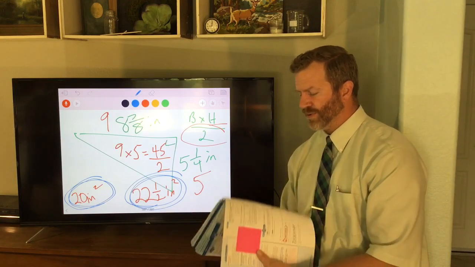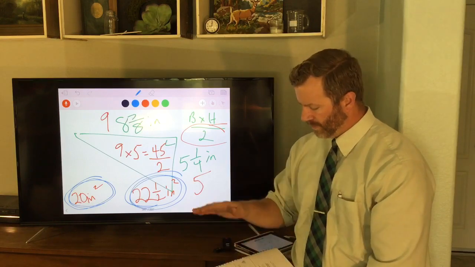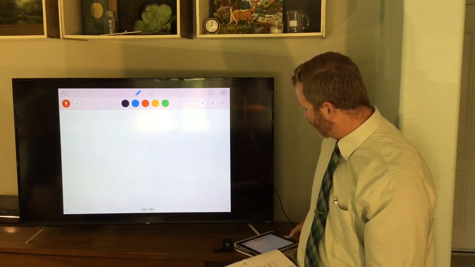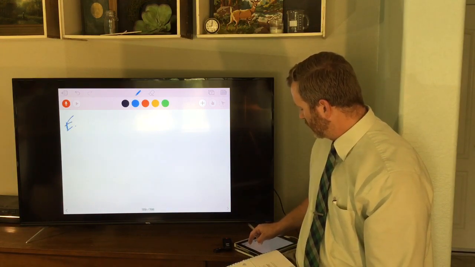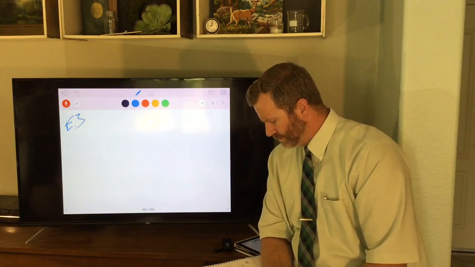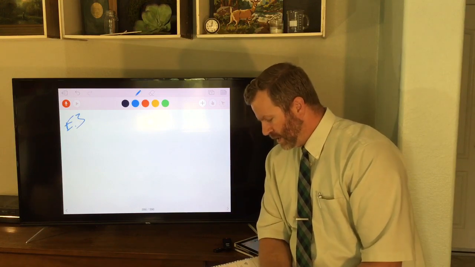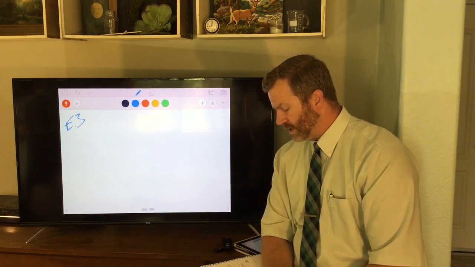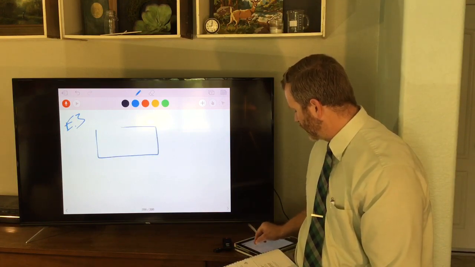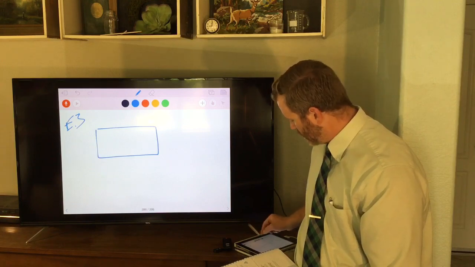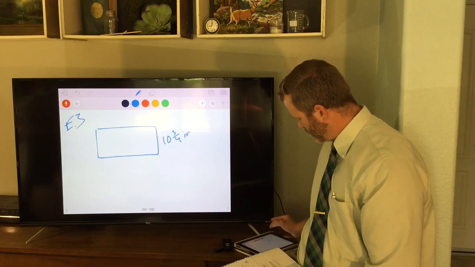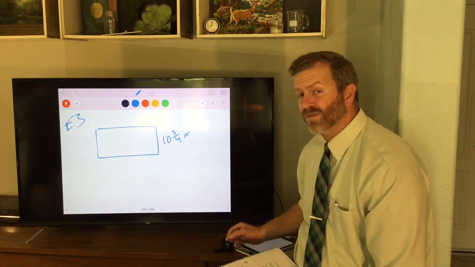All right, we're almost at a lesson practice already, you guys. All right, we're on page 686, and we're on example number 3. Put a little E3 up here. It says we're estimating the perimeter of a rectangular picture frame that is 15 and 1/8 inches long and 10 and 3/4 inches wide. So let's draw that up. So we got 10 and 3/4 wide. And then how long it was, it told us was 15 and 1/8.